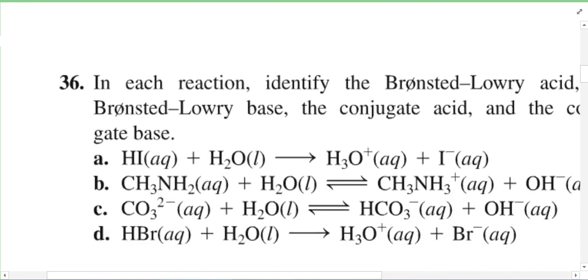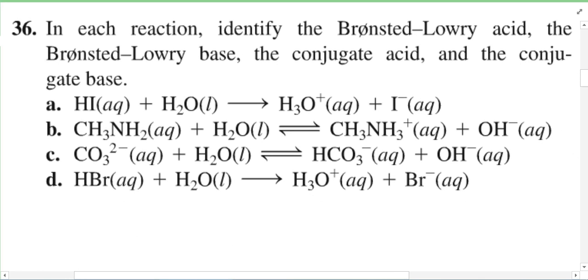Next one, 36. In each reaction, identify the acid, the base, conjugate acid, conjugate base. Bronsted-Lowry. Okay, so for acids, I will do yellow for acids and blue for bases. So how do I identify acids? Well, it hasn't changed. Still H out in front. Unless it's water, H out in front typically means acid. So HI is probably going to be the acid, which means water is going to be the base.